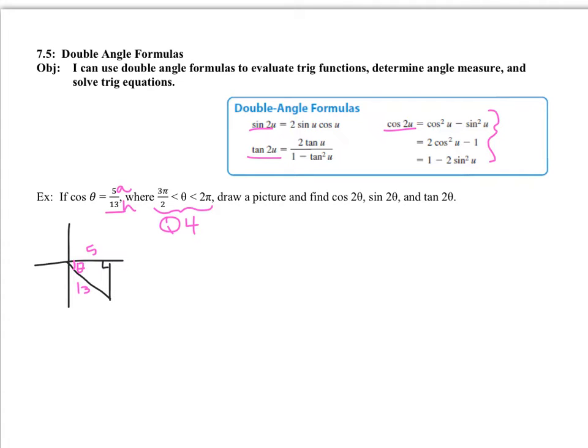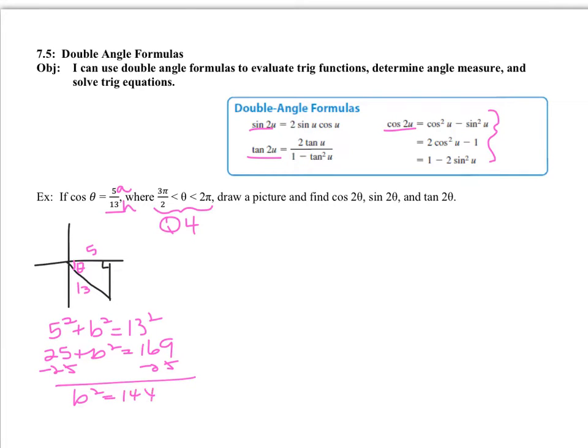In order for us to find cosine, sine, and tangent of 2 theta, we would need to find the length of that opposite side. If we do Pythagorean theorem, I'll just do a squared plus b squared equals c squared. Always keep in mind that our side length could be positive or negative depending on the quadrant we're in. 5 squared is 25, and 13 squared is 169. If we move 25 over, we get b squared is equal to 144.